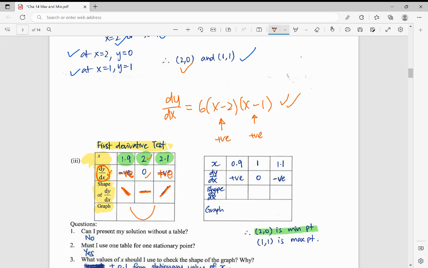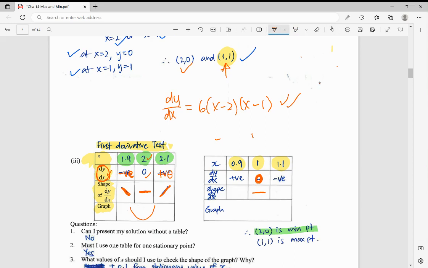Because we have two stationary points, we're going to do the same thing for the other one. We're going to draw another table, and then do the same thing as well. In this table, the focus is now on (1, 1). So x is 1, so I'm going to put x equals 1 in the middle, choose a value slightly less than 1, and a value slightly more than 1 on the right side. Because this is a stationary point, we know that the gradient will be 0, and hence the shape will be horizontal.